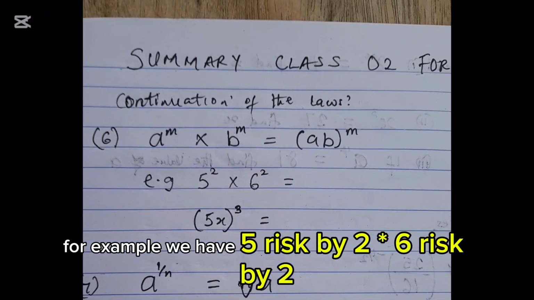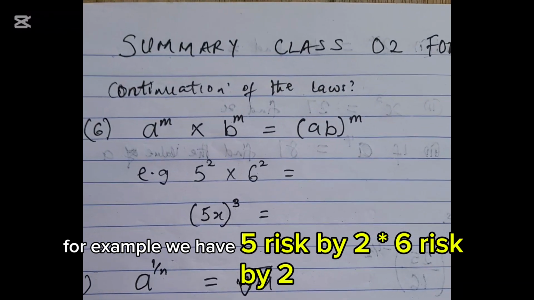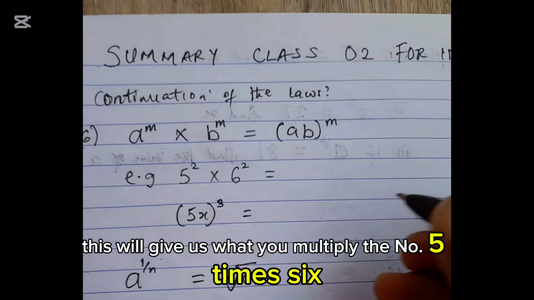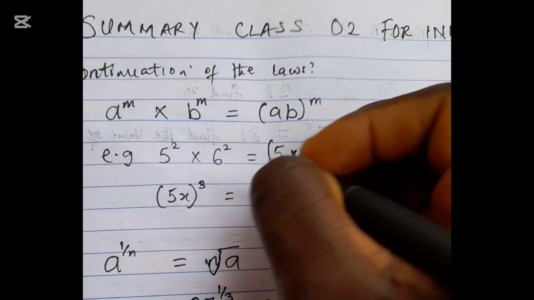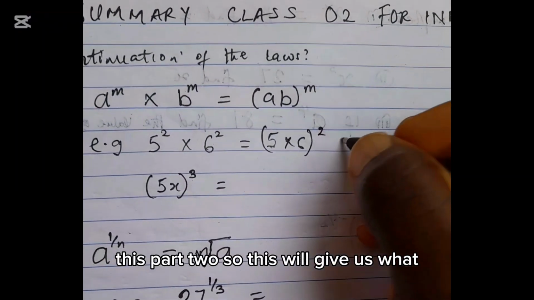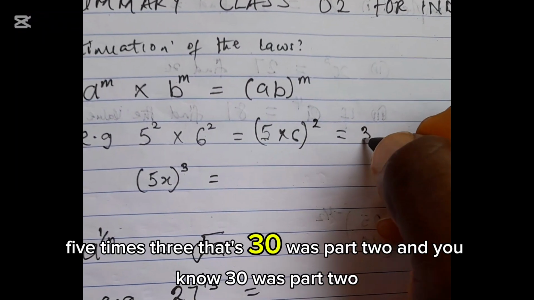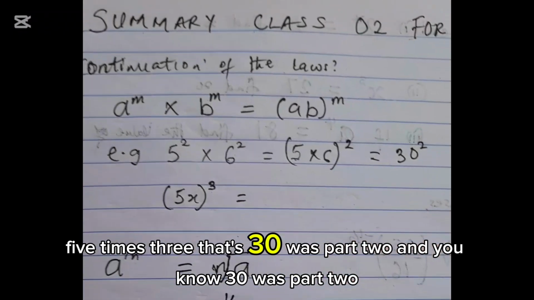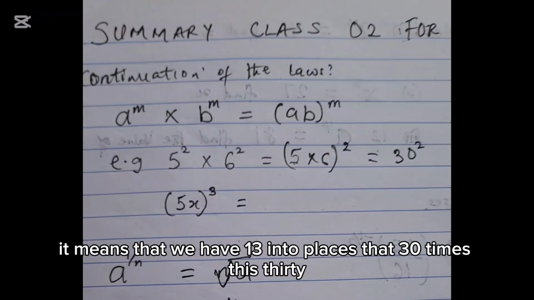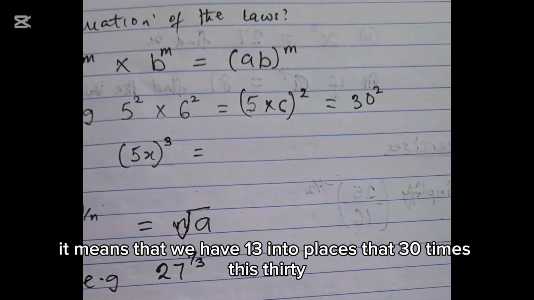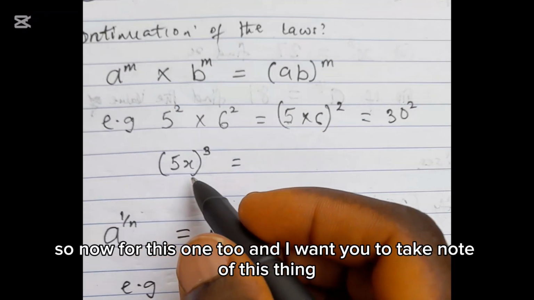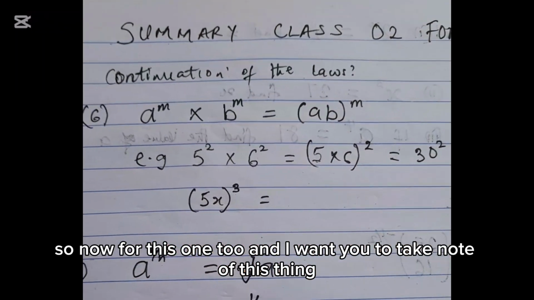For example, we have 5 raised to power 2 times 6 raised to power 2. This will give us what? You multiply the number 5 times 6, raised to power 2. So this will give us 5 times 6, that's 30 raised to power 2. And you know 30 raised to power 2 means that we have 30 in 2 places, like 30 times 30.